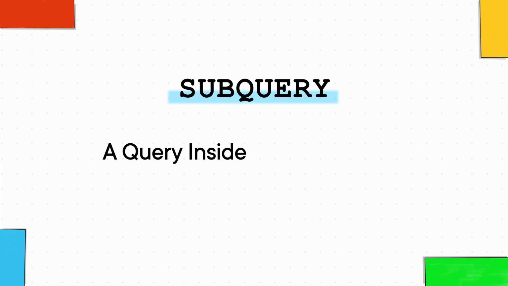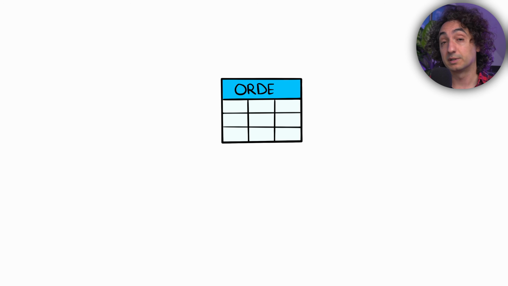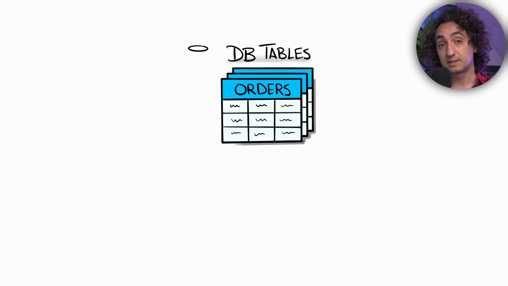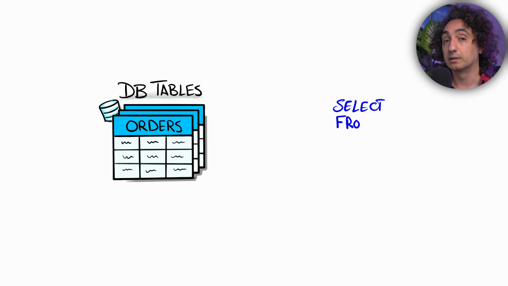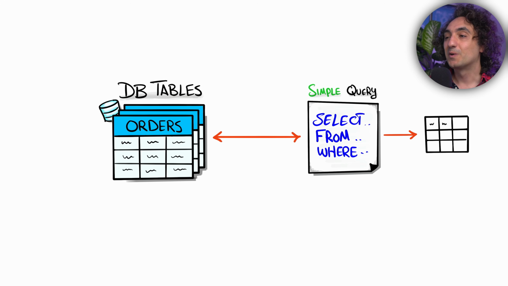A subquery is a query inside another query. So what this means, let's have a sketch to understand it. So far what we have learned, we have different database tables like the orders, customers, and so on, and we write simple SQL queries like select from where. So the SQL is gonna retrieve data from the database tables, and in the output we will get some kind of results. So this is so far what we have done. We have done very simple queries.